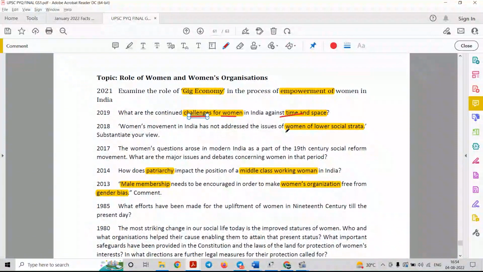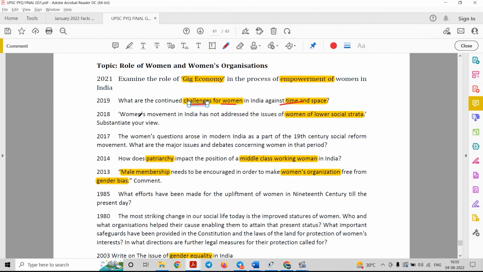Again, time and space. See, there is a similar question: the women's movement in India has not addressed the issues of women of lower social strata. Now we know that there are women who belong to the lower social strata, right? And they do some kind of unpaid work. So you can utilize this particular fact in this question.